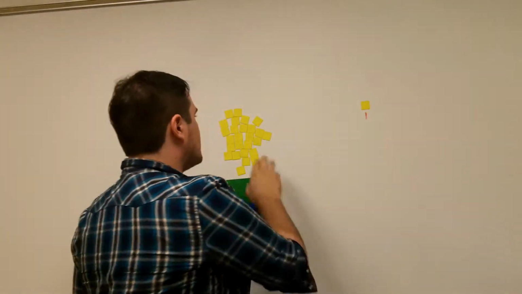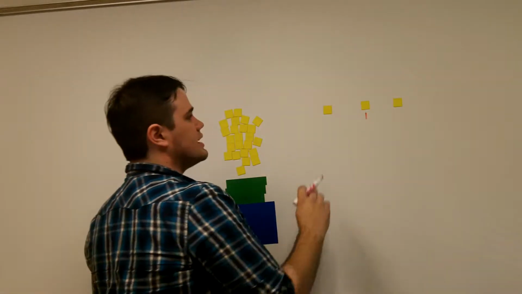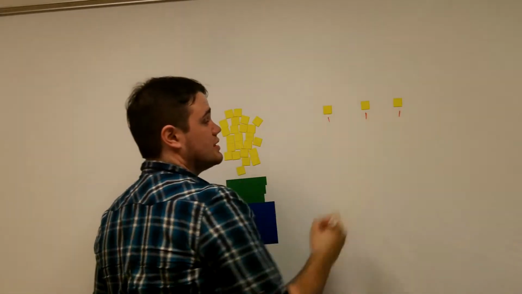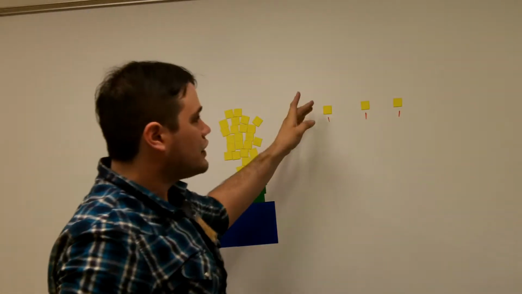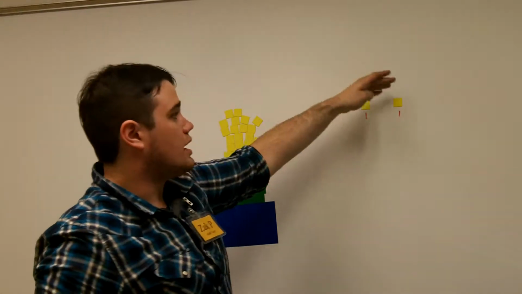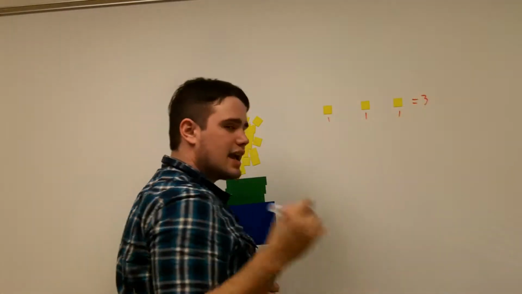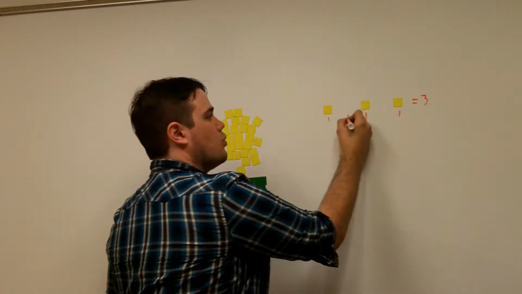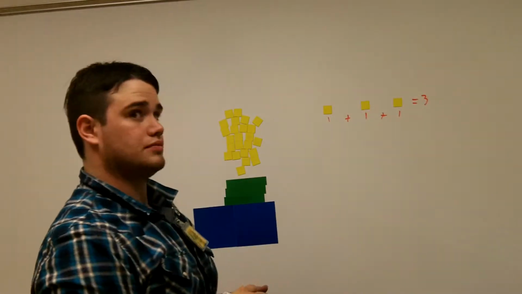So if I were to introduce more of this guy, I can clearly see that I have 1 unit in each of these areas. So to count them up, 1, 2, and 3, that means I have a total of 3, and that is how addition works. We can see 1 plus 1 plus 1 equals 3.